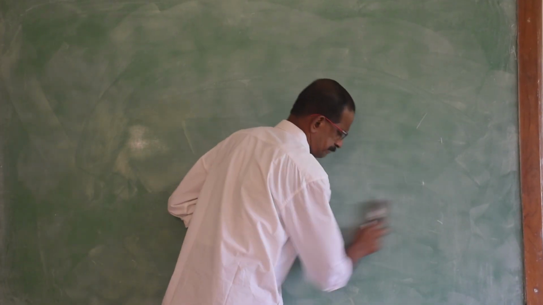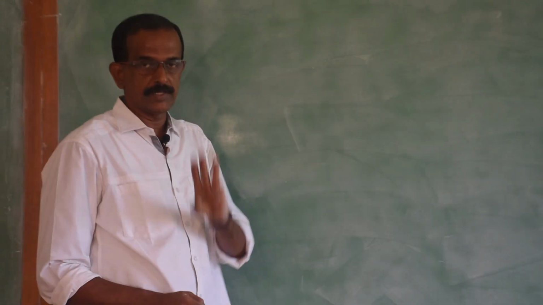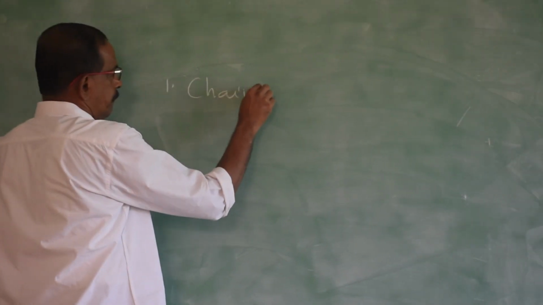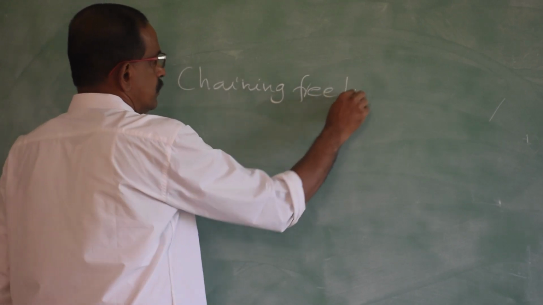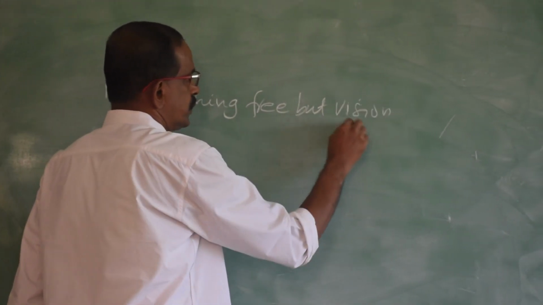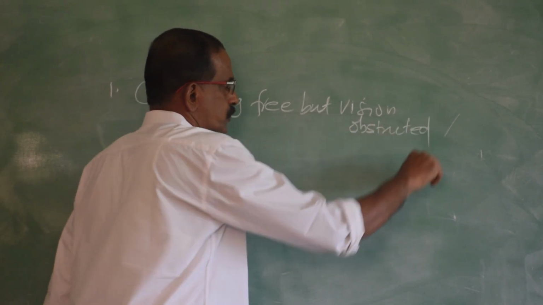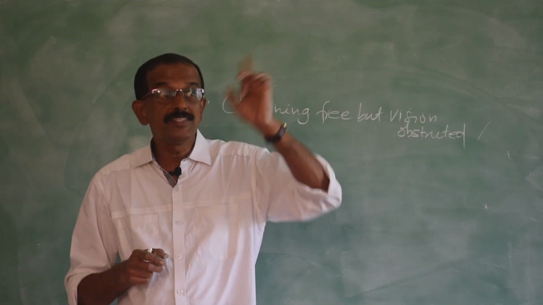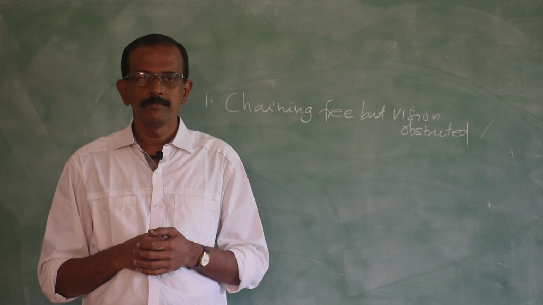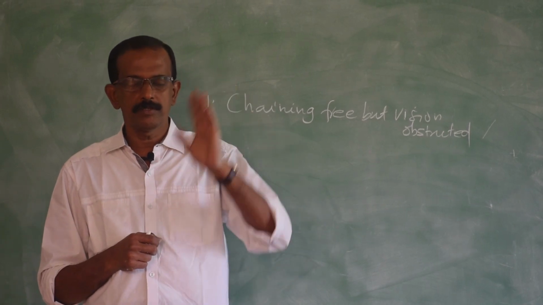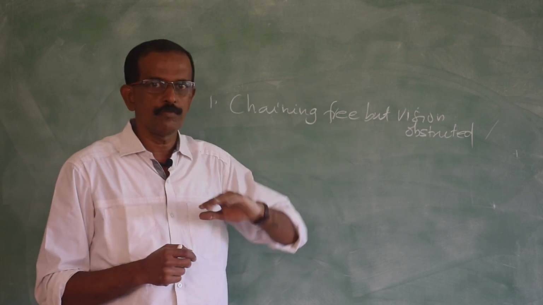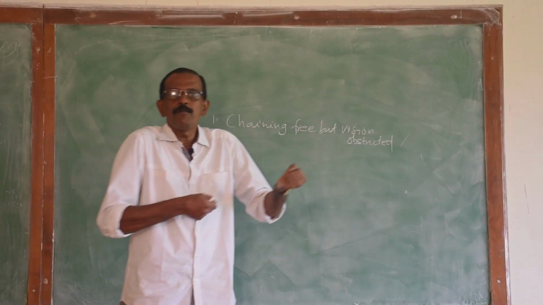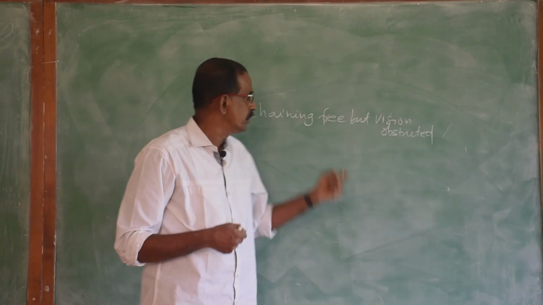There are three types of obstruction. The first type of obstruction, chaining free, but vision obstructed. What it means? Chaining free, but vision obstructed. You can stretch the chain, but you can't see the point. Example for such obstruction? Example, opposite side of a hill. If you stand at A, B may not be visible. You can't see that point, but you can stretch the chain from A to B. That is the example for such obstruction.